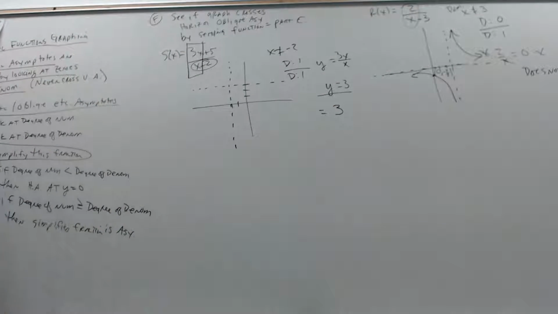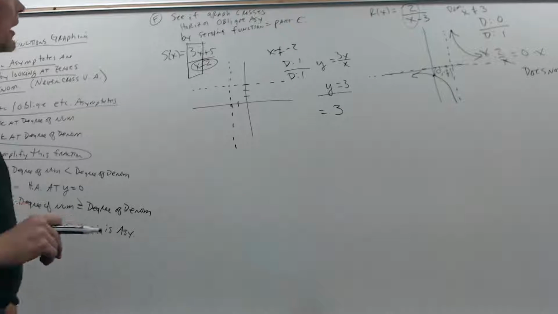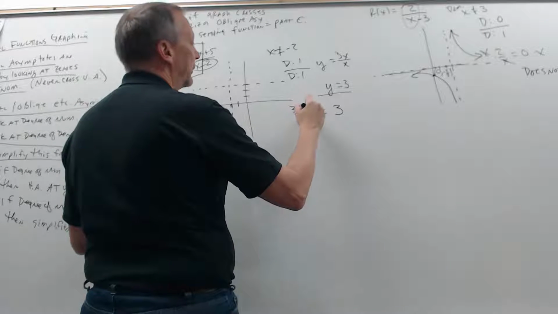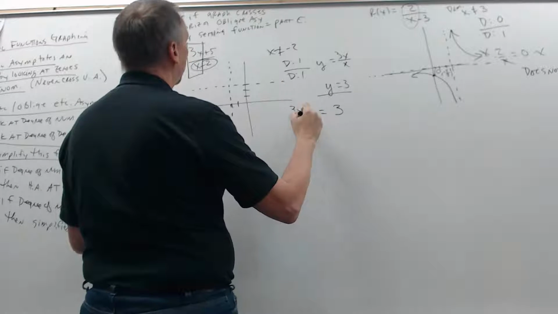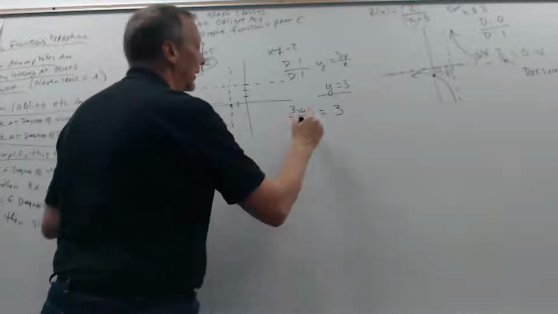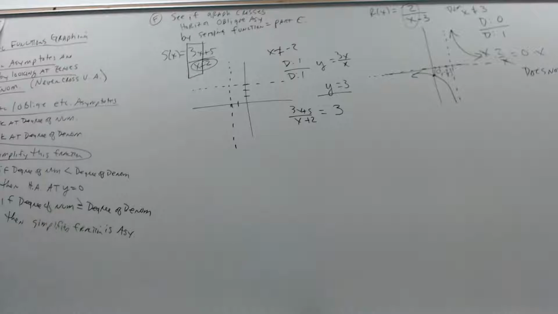What are we setting equal to 3? The original function. 3x plus 5 over x minus 2. Or was it a plus 2? I think it's a plus 2. All right, cross it out. Looks like a minus. All right, can we solve that equation?